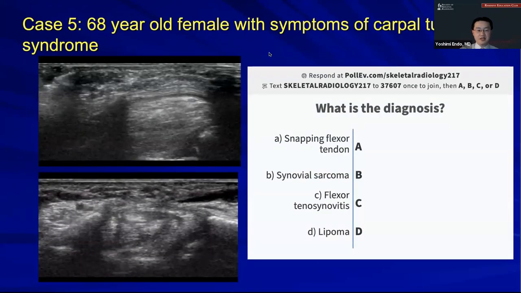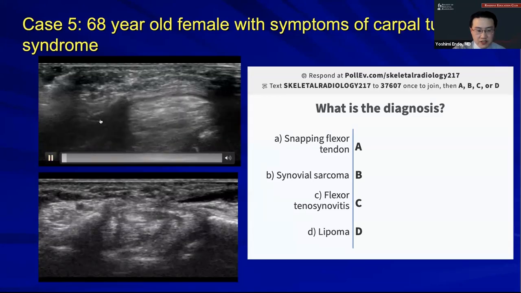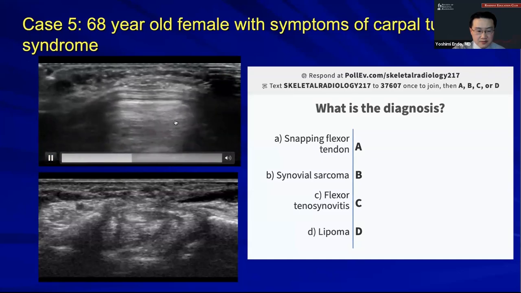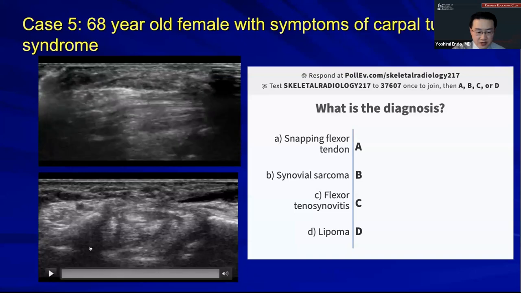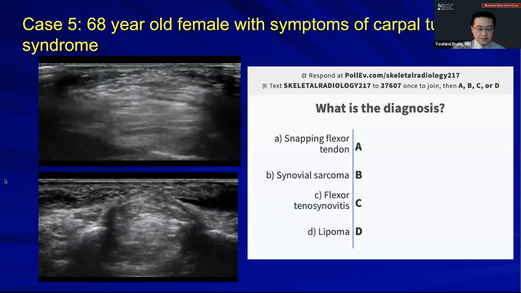Okay, next case. This is an older female with symptoms of carpal tunnel syndrome. I'll say that this is intermittent carpal tunnel-like syndrome. And I'll just show you two ultrasounds in orthogonal images. So this is the first one of the wrist in long axis, scanning along the volar aspect of the wrist. And this is short axis.